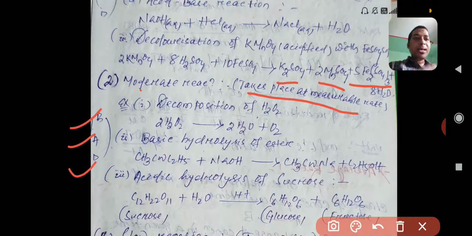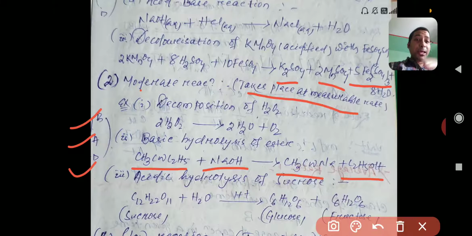BAD, that means base hydrolysis of ester, acid hydrolysis of sucrose, and decomposition of hydrogen peroxide. In order to memorize the examples of moderate reactions, simply remember BAD. Basic hydrolysis of ester: I have taken ethyl acetate as an example. Ethyl acetate, when it reacts with the base sodium hydroxide, forms sodium acetate and ethyl alcohol. This is an example of a moderate reaction.